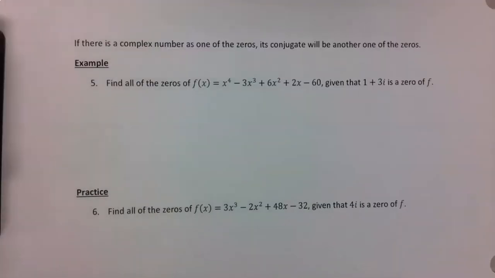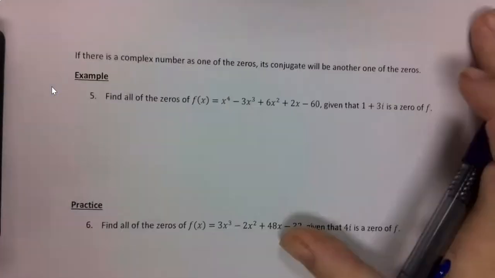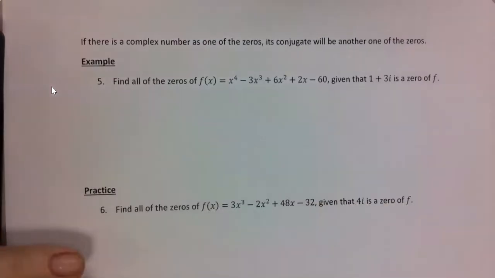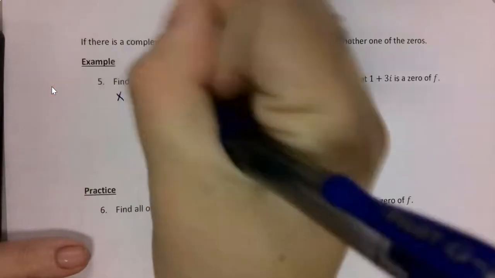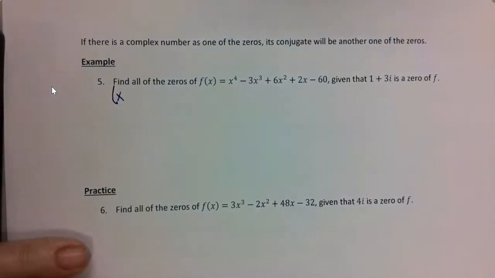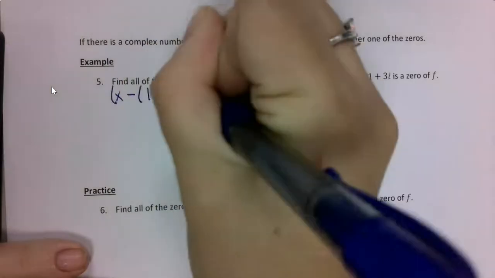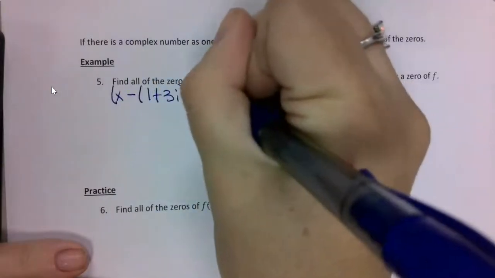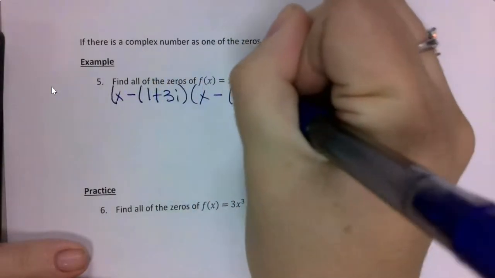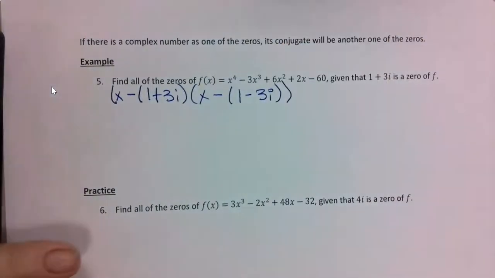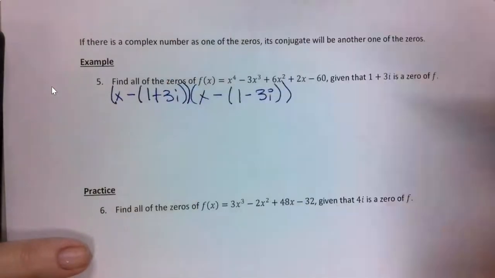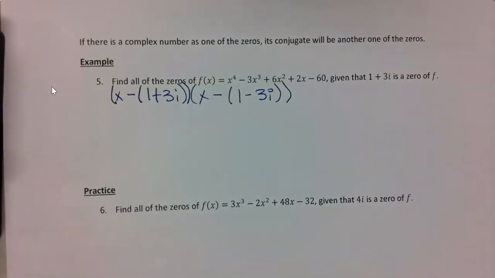So in this one, I want to find all the zeros, given that 1 plus 3i is a zero of f. Whenever I have complex numbers, their conjugate is always another zero. So what I know is that I have x, and then remember, zeros are always opposite signs. So I'm going to have x minus (1 plus 3i) times x minus (1 minus 3i). Conjugates just change the sign in the middle. I was missing a parenthesis here. So then what I want to do is multiply those two together.